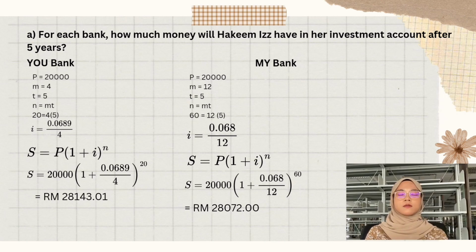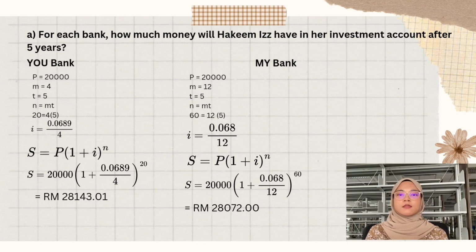The principal for YOU Bank is 20,000, followed by m equals 4, t equals 5, N equals 20, which is 4 times 5. The interest rate given by YOU Bank is 0.0689 compounded quarterly. To find the total investment account after 5 years, we use the formula S equals P(1 + i)^N. By substituting all the information given, S equals 20,000(1 + 0.0689/4)^20. So we get the final answer of RM 28,143 and 1 cent.